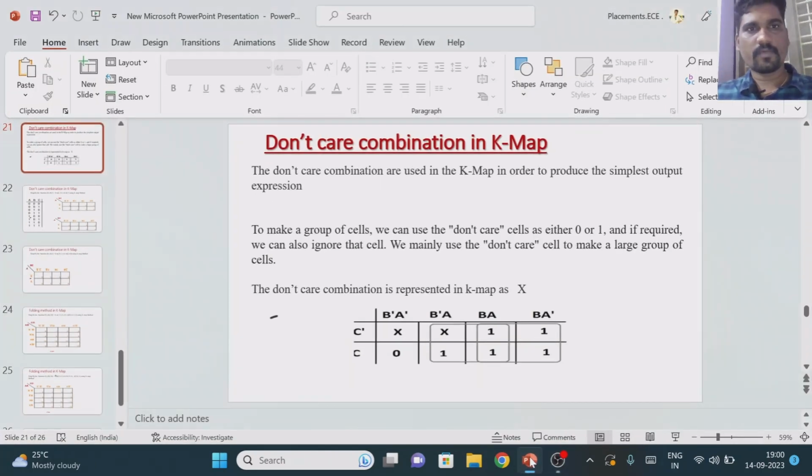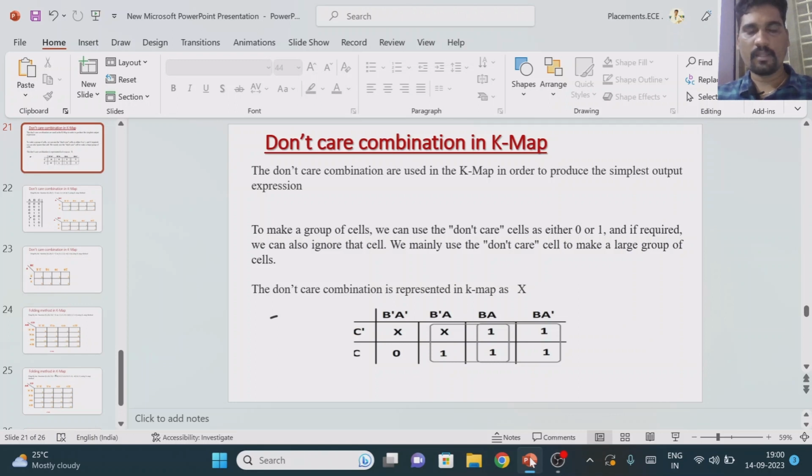Hello guys, first we will see the learning outcome of today's lecture. In today's lecture we are going to know what is called the don't care combination, and how it is applicable in the K-map. So what is the use of the don't care combination, and how to represent the don't care combination in K-map? These things we are going to see first.